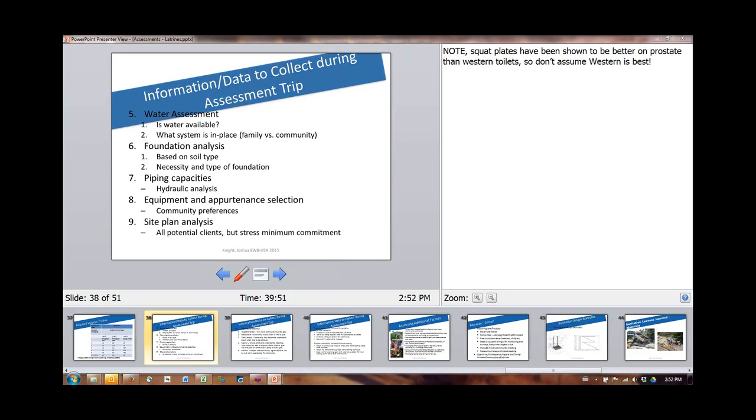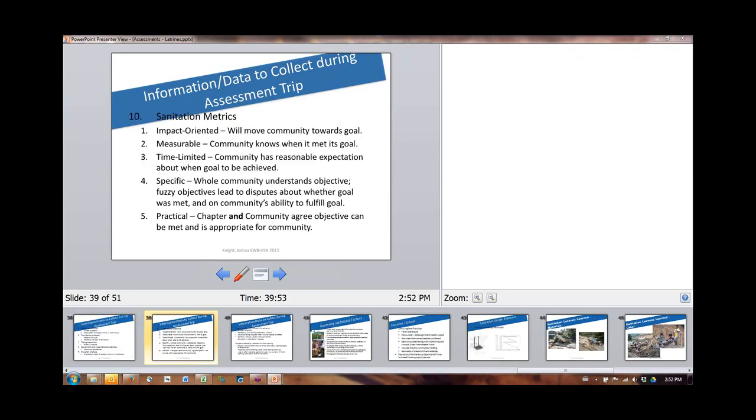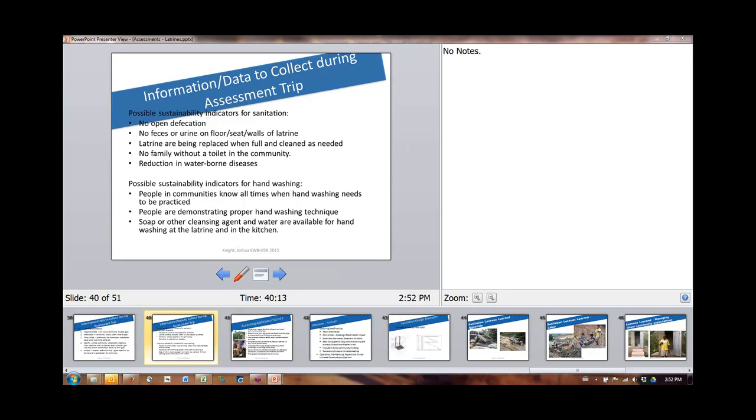So let's see. We talked about site plan analysis. Last one is metrics. Again, I'm not going to spend time on this because we have another webinar on PMEL, which is planning, monitoring, evaluation, and learning. But these are the types of metrics that you'd want to look at: impact-oriented, measurable, time limited, specific, and practical. And then the next slide is a few of those. These are the types of things you can look at.